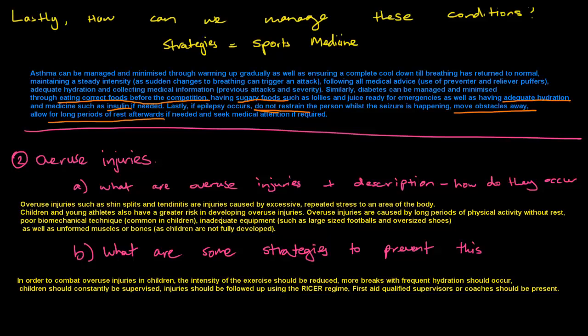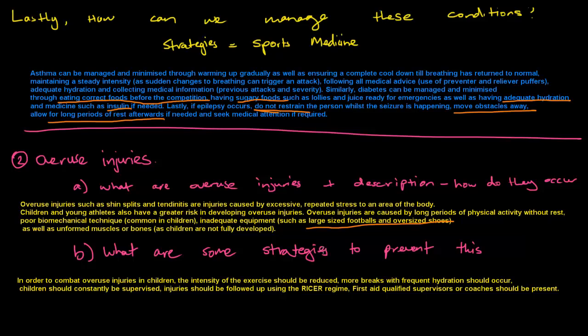For a child or a young adult, it should be shrunk down to their size in ratio. In my example here, I've said large size football boots and oversized shoes, and that's just another example of the same type of thing I just told you about. So then, what can we do to prevent this? What strategies can we use from sports medicine to actually prevent this?